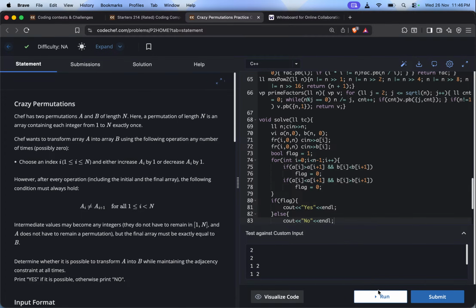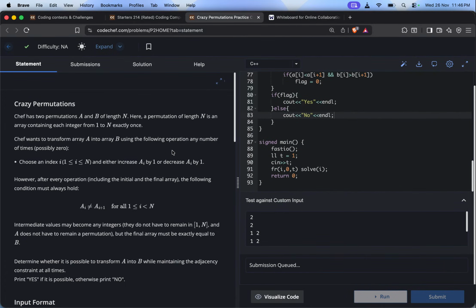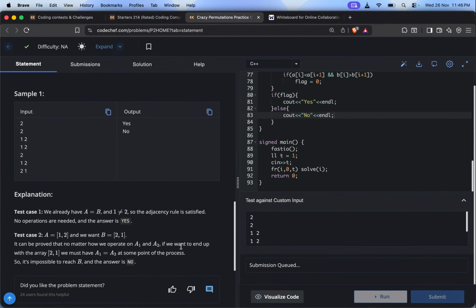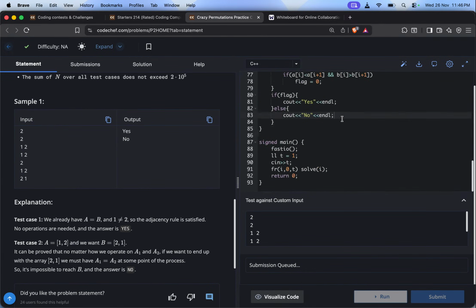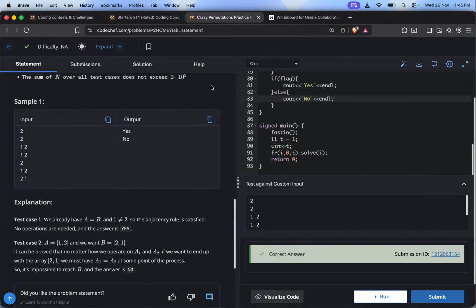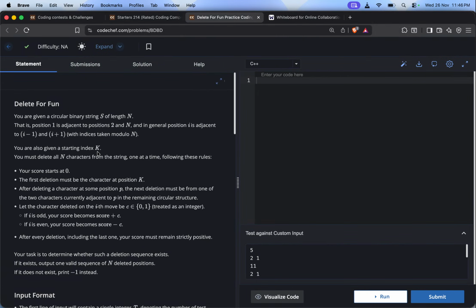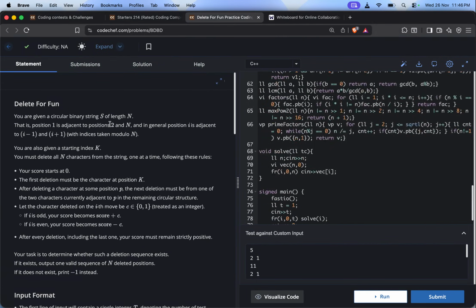Alright. So this is it for this problem. Let's move to the next problem now. The problem's name is Delete for Fun.